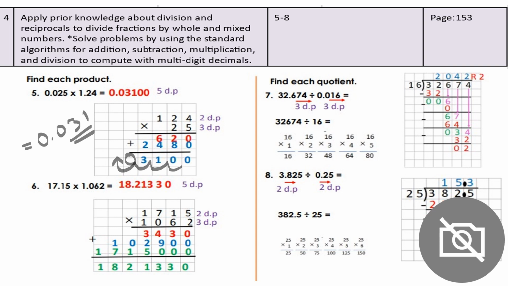In this one also, you multiply in the same way: 1715 times 1062. That means write these numbers without decimals and multiply. After multiplying, we have 3 decimal places and 2 decimal places, total 5 decimal places. So from here 1, 2, 3, 4, 5, the final answer will be 18.2133. This is how you have to multiply these decimals.